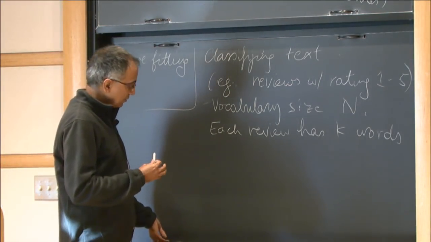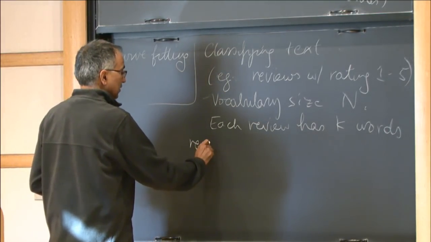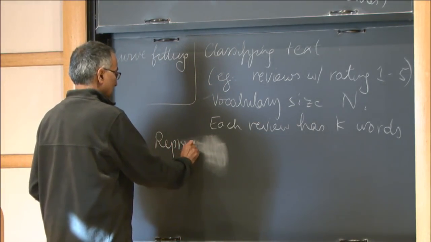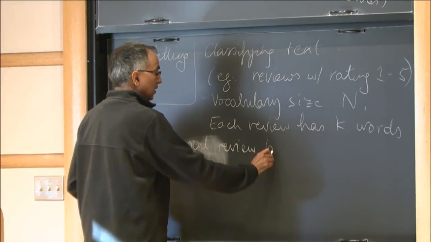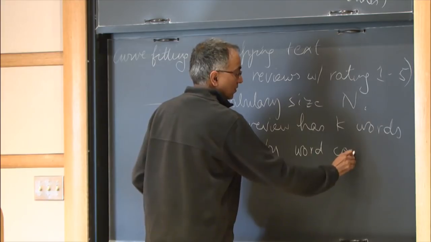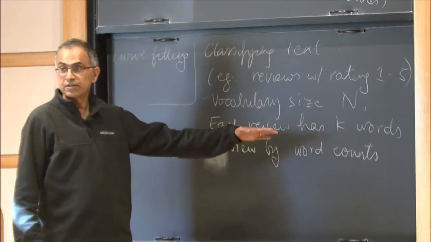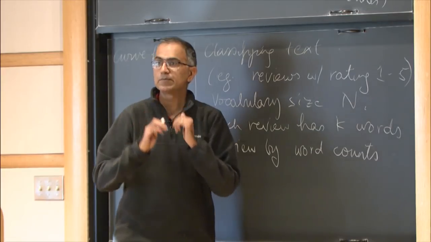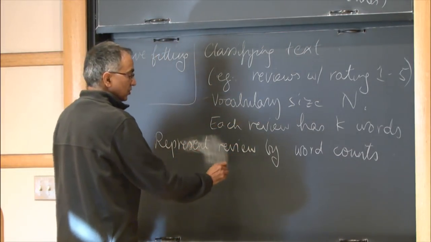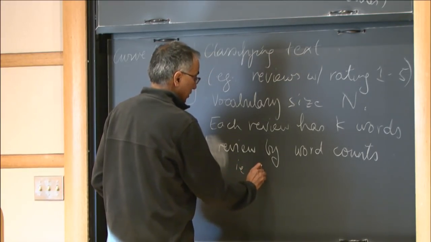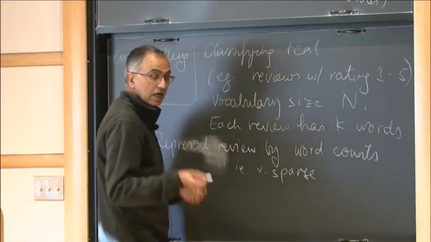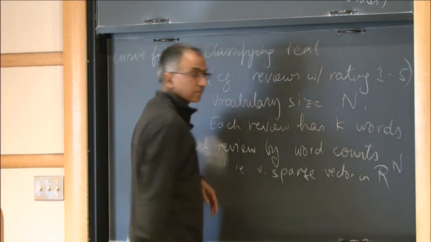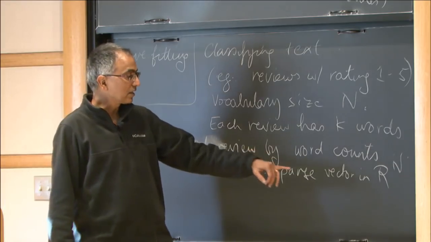So now you represent a review by word counts. How many times did each dictionary word appear? Now most dictionary words will not appear in a review. K is much smaller than n. A review is just a paragraph. So you represent a review by word counts, and therefore that is a very sparse vector, sparse as in most coordinates are zero. A very sparse vector in R to the n. For each word, give me the count.